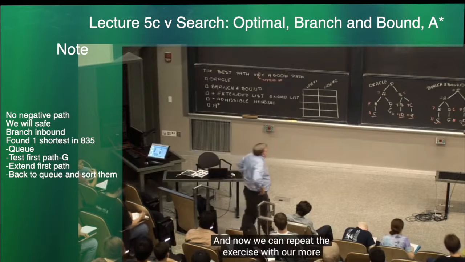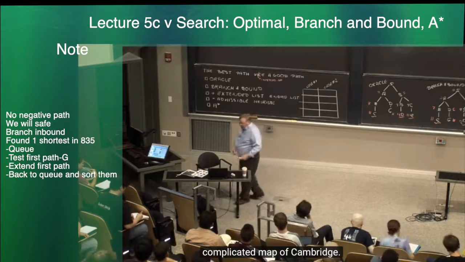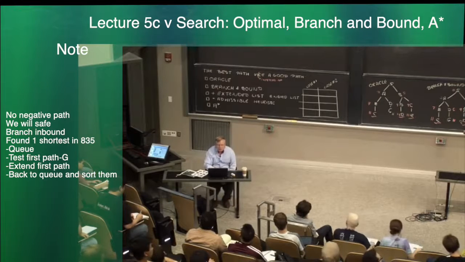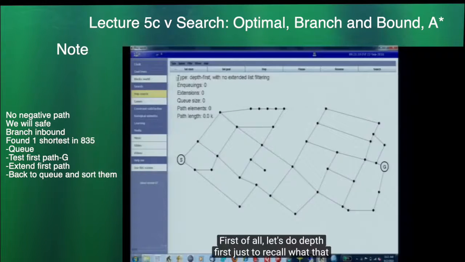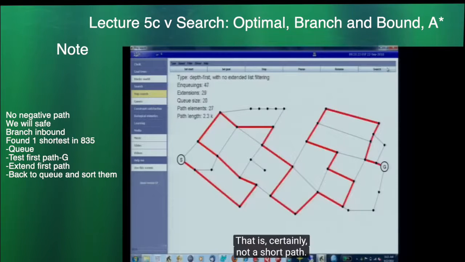So that was easy, and now we can repeat the exercise with our more complicated map of Cambridge. First of all, let's do depth first, just to recall what that looks like. That is certainly not a short path. So let's try this idea, which, by the way, bears the label branch and bound. Let's try branch and bound on the same map.